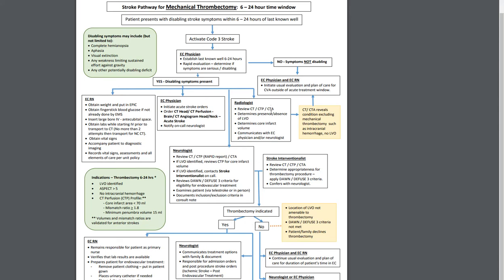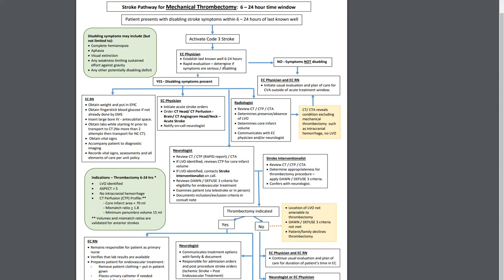So here's the algorithm flowchart. A patient comes in with disabling stroke symptoms. Here is a definition of disabling, and I think you can go with an NIH score of 6 or above. That is from my experience reading other articles. They're saying an NIH stroke score of 6 or higher, basically mild to moderate stroke.